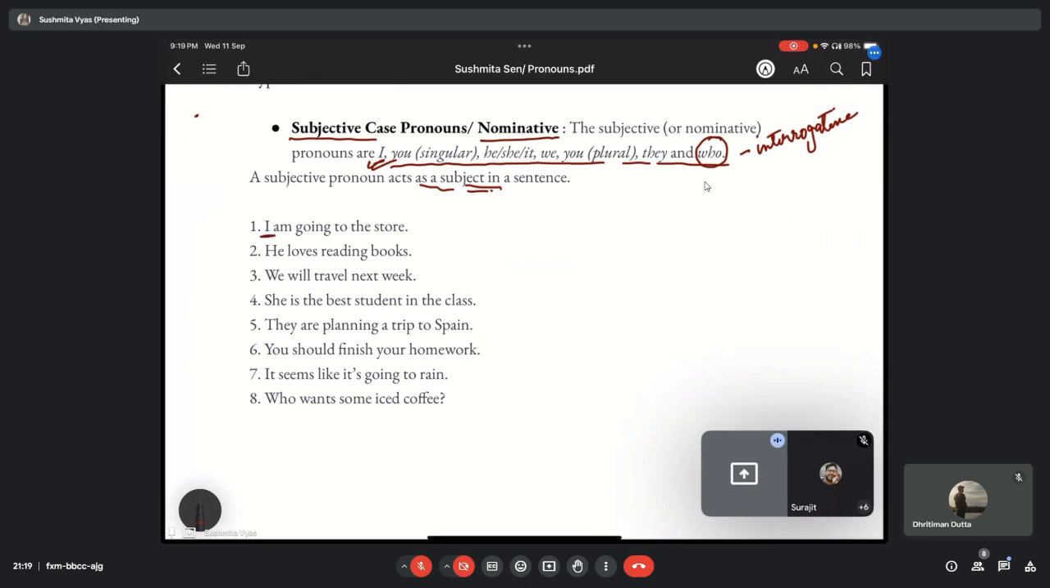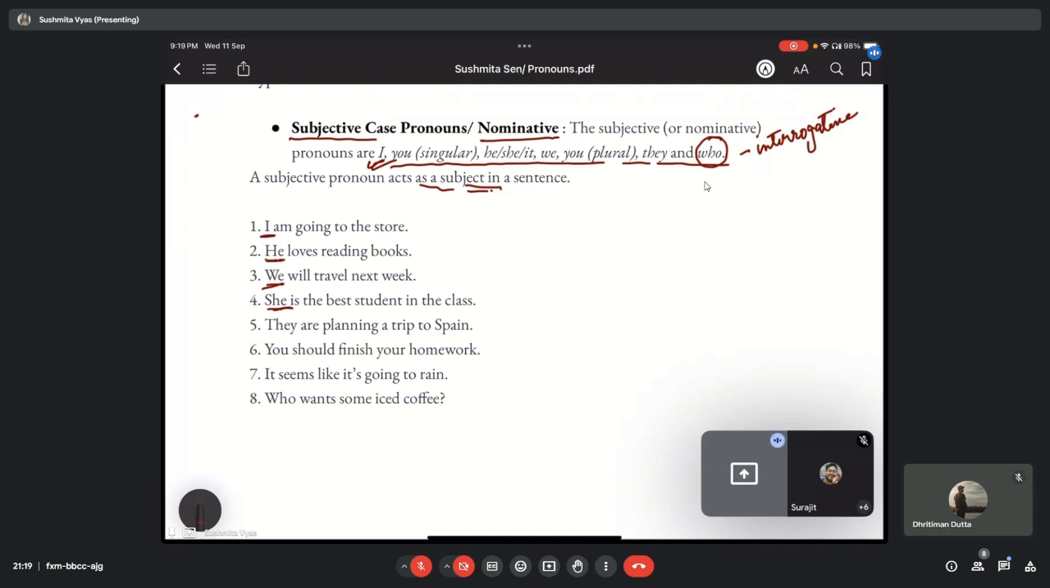I am going to the store. So I is the subject here, so I is also the subjective pronoun here. Okay. He loves reading books. Again, he is the subject here. We will travel next week. We is the subject here. She is the best student in the class.